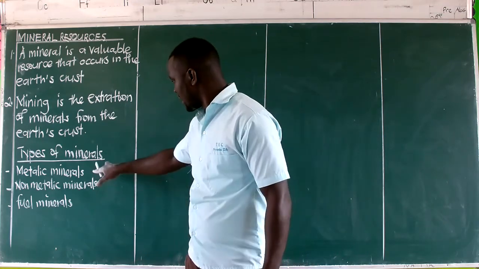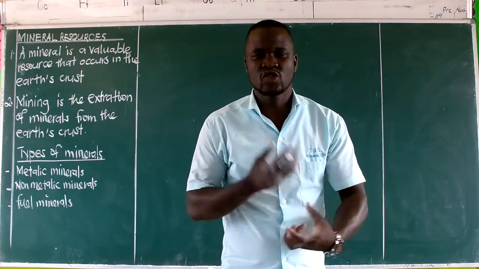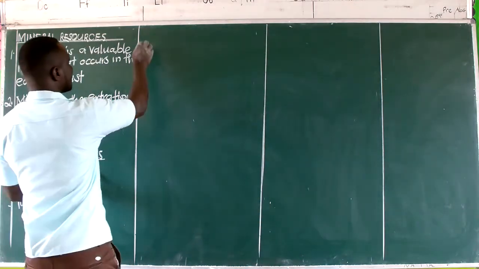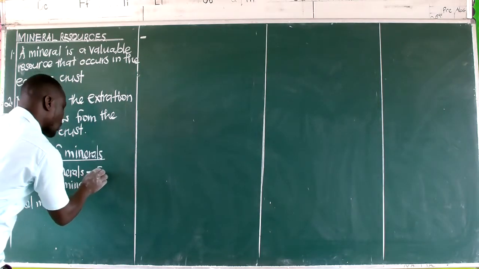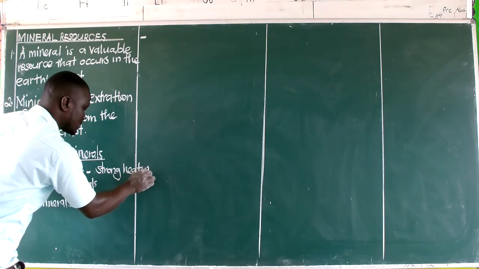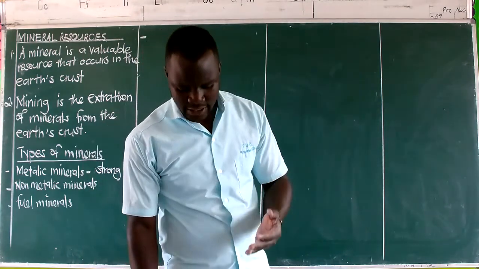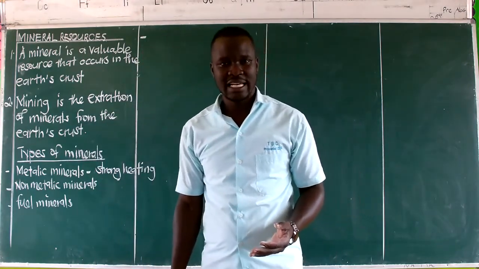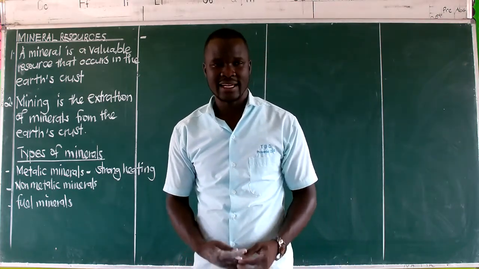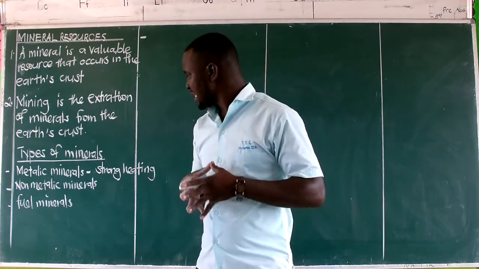To begin with, the metallic minerals are those minerals that require strong heating for them to melt. For example, we have minerals like copper, manganese, zinc, and gold, among others. So we'll find that for these minerals to be processed, they need strong heating.